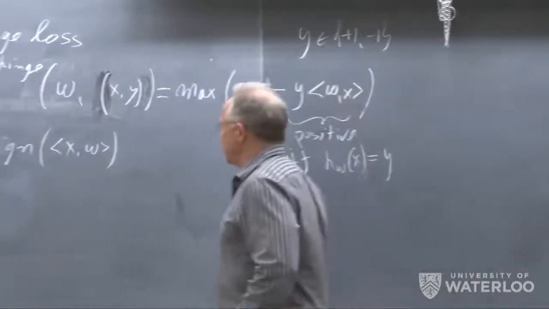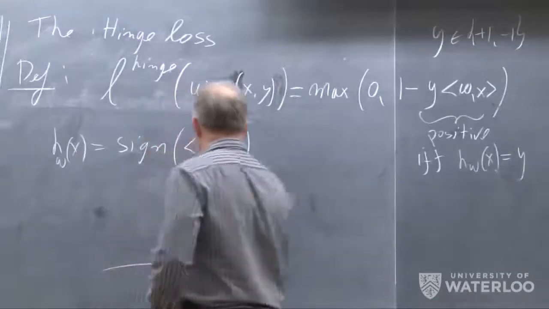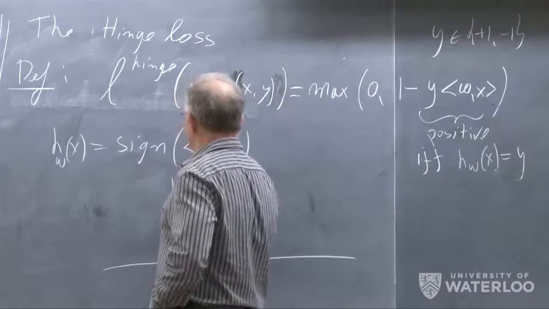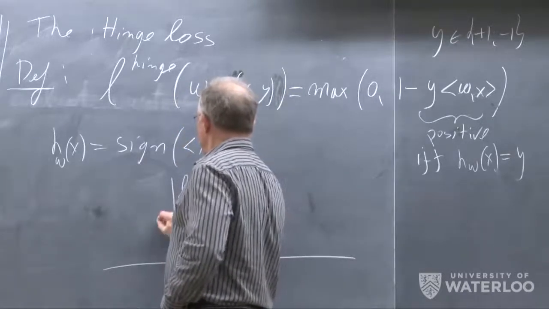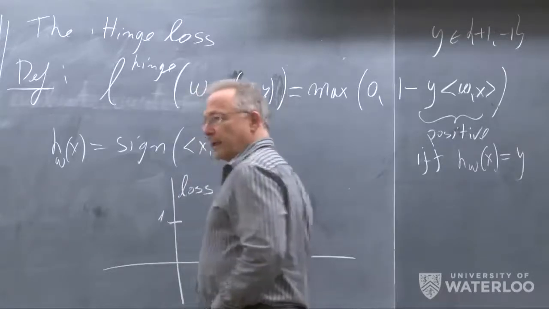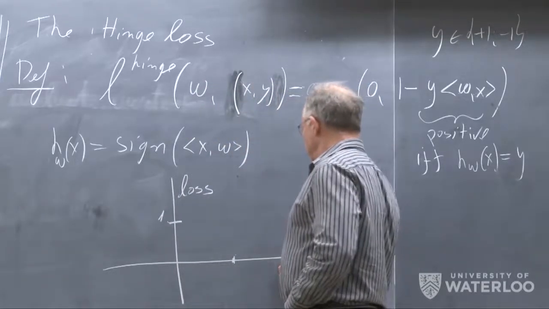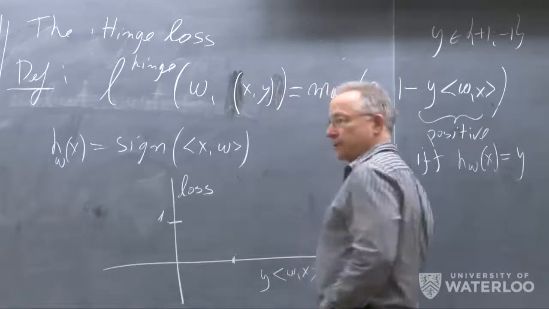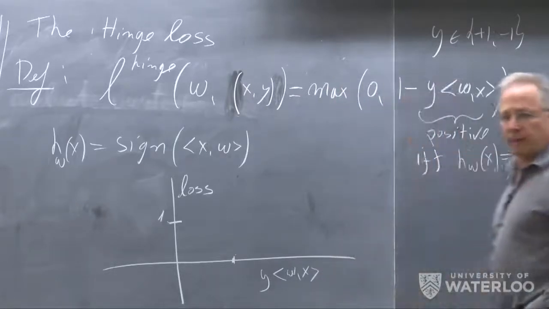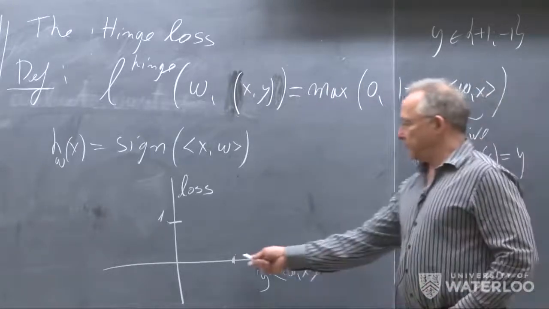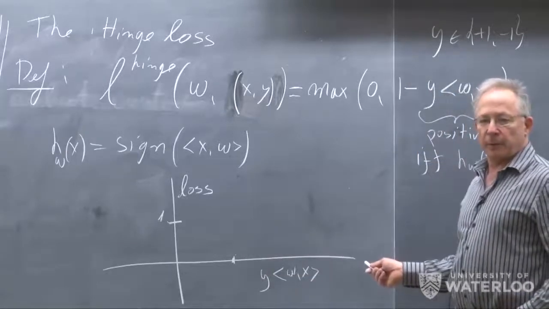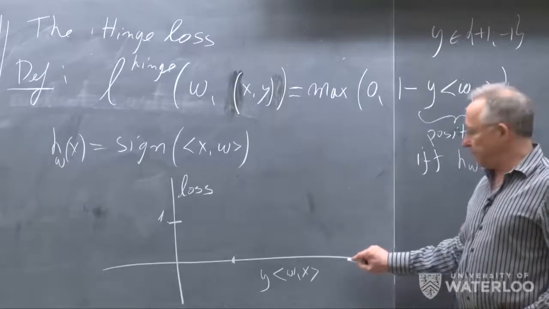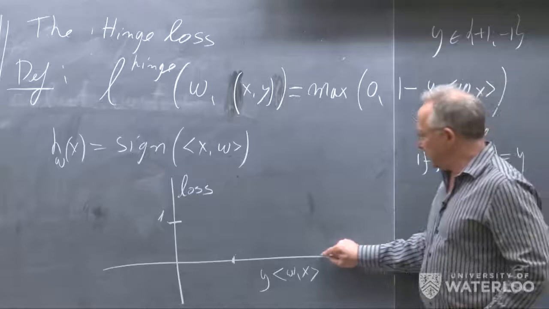Now, so we can draw it. If I want to draw it on a graph, here this is going to be the loss. Say this is 1, and here is 0. And this is going to be y times w dot product with x. So how will our loss behave? If y times the dot product is positive, that is, we are on the right side of the hyperplane, and bigger than 1, then my loss will be 0. So the loss will be 0 here.